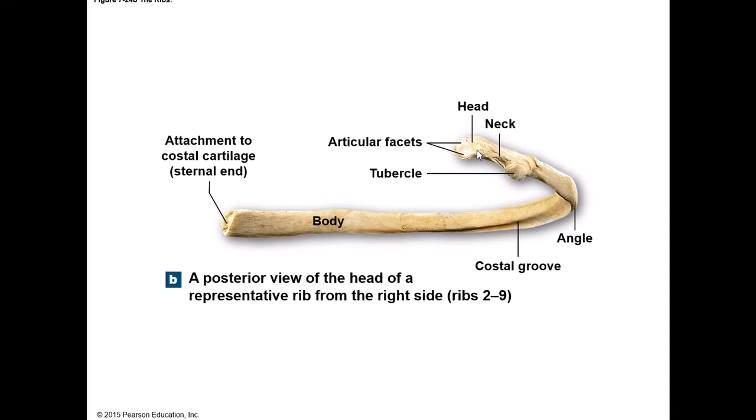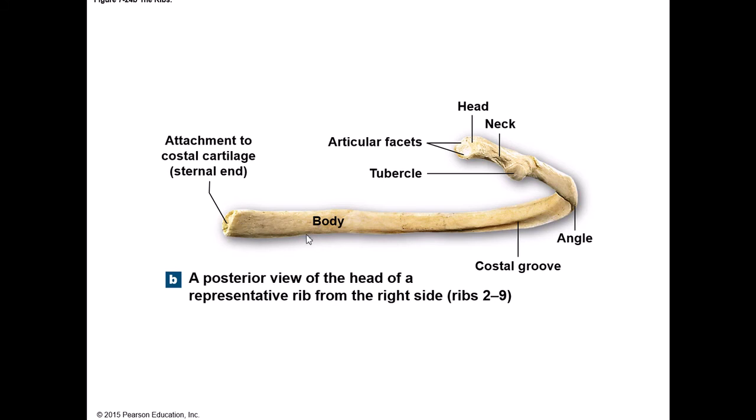Now, these would kind of be in the back where the vertebrae are. Then the rib swings around like this to go towards the front of the body. So where it changes direction to head to the front of the body, this is referred to as the angle. The main portion of the rib right here, you would call the body. And then the part that's going to attach to the costal cartilage, right, that hyaline cartilage, is just known as the sternal end.